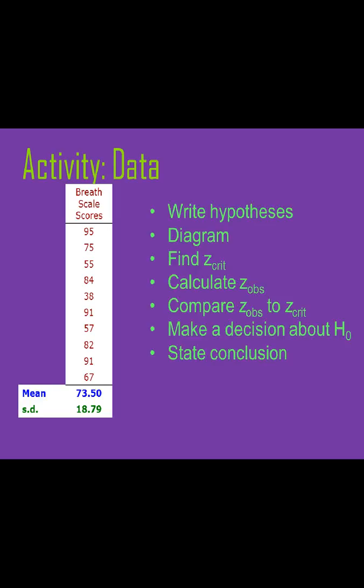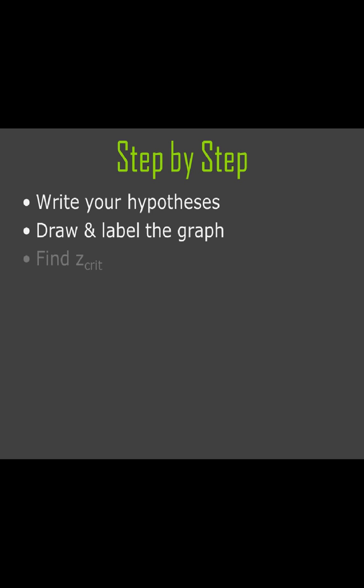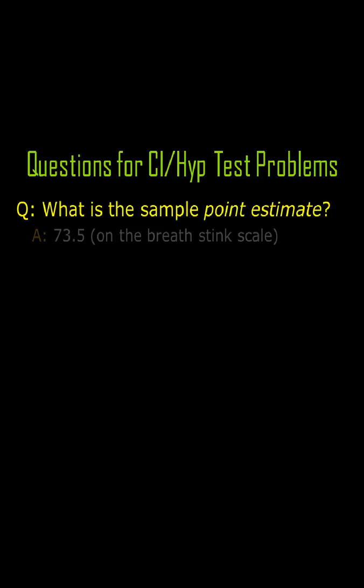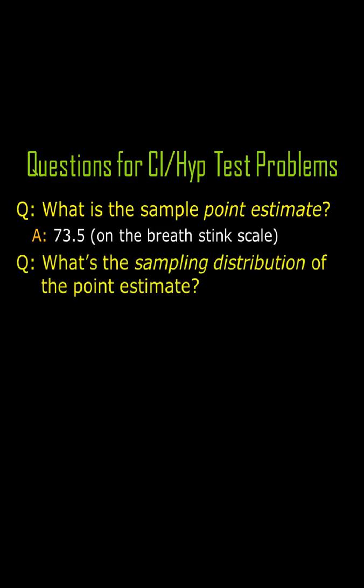So we're going to follow these steps in doing a hypothesis test, a single sample hypothesis test. We're going to do all these little steps one at a time. Let's walk through this. What's the sample point estimate? It's 73.5, a single sample mean, on this variable that's the breath stinkiness scale. What's the sampling distribution? All possible sample means on that scale from n equals 10 in the world in which there is no drug. So the average of non-drug breath stinkiness.